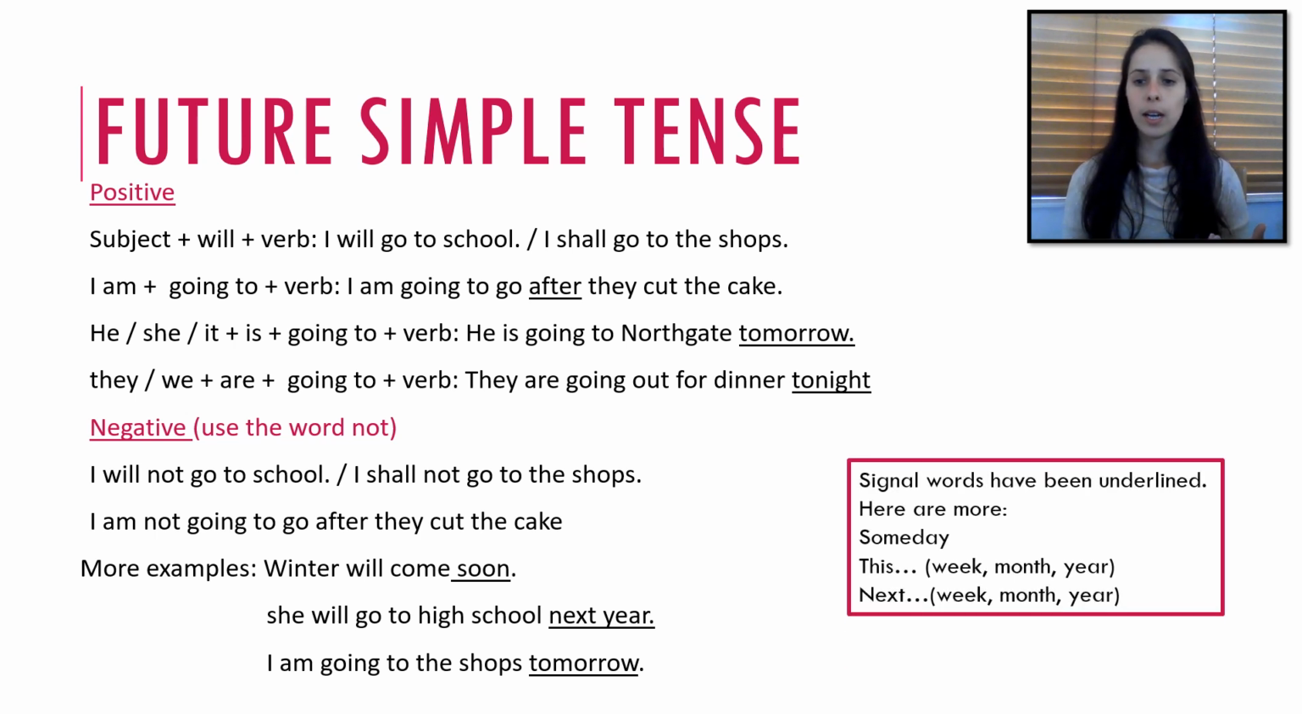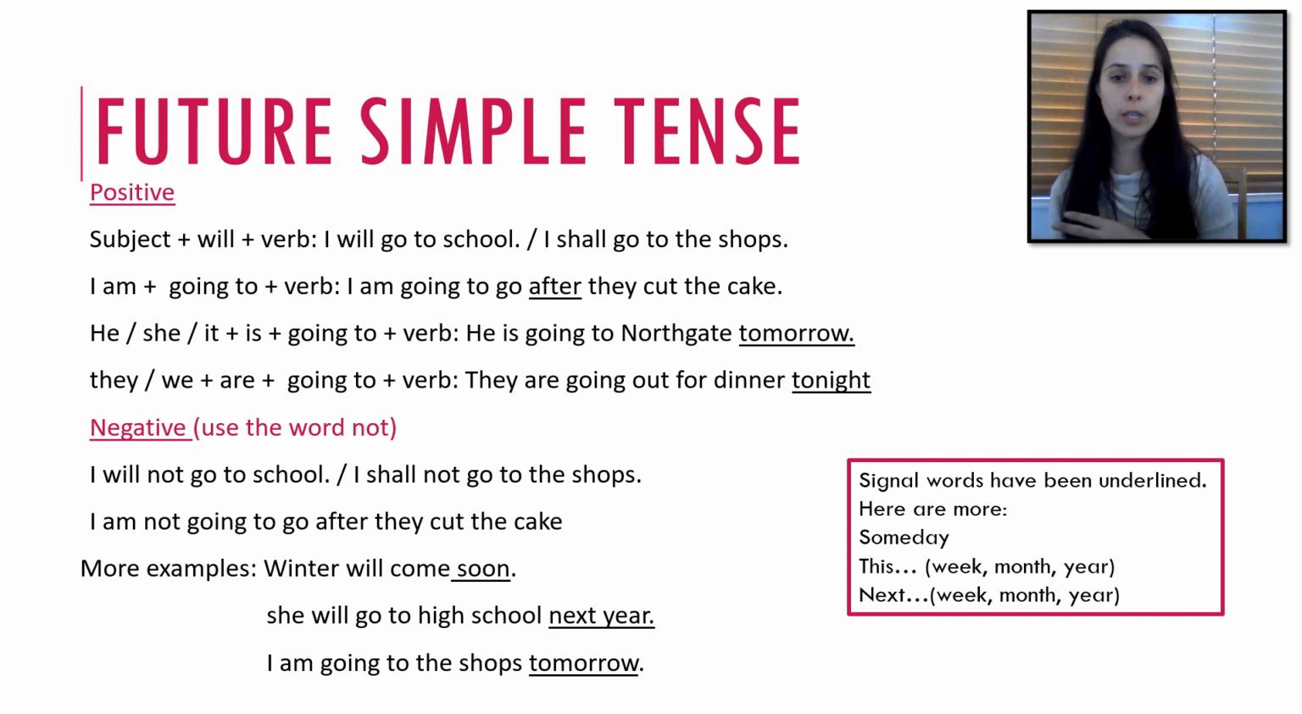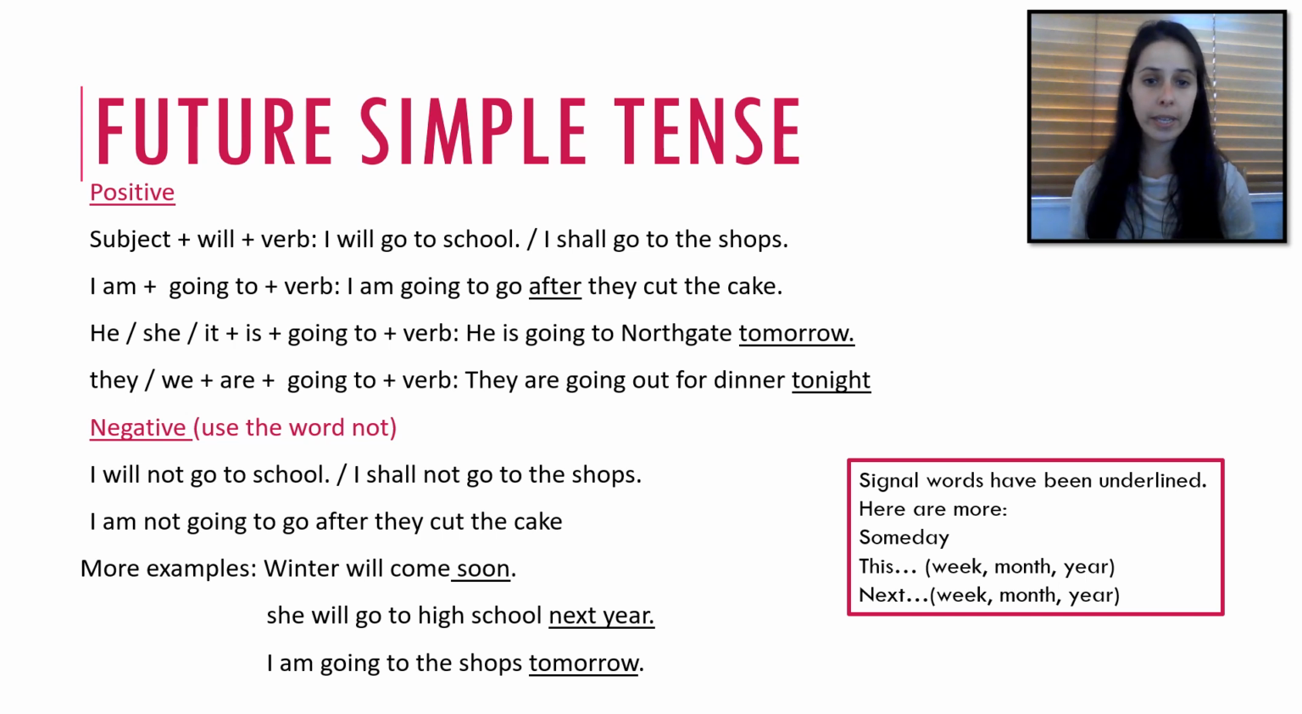Signal words that have been underlined are signal words for future simple tense. So other examples you can use are someday, this week, this month, this year, and next week, next month, or next year. So if I take one of my first sentences, if you go right to the top, where he will go to the shop, I can say he will go to the shop this week, or he will go to the shop next week. Those will make up your future tense.